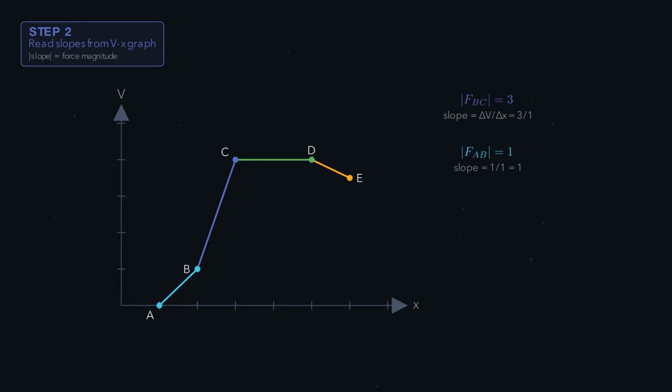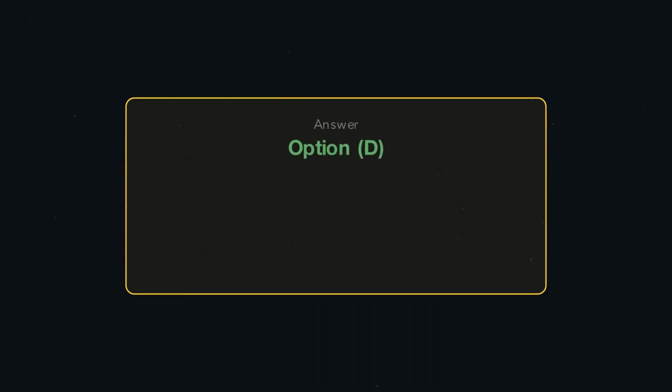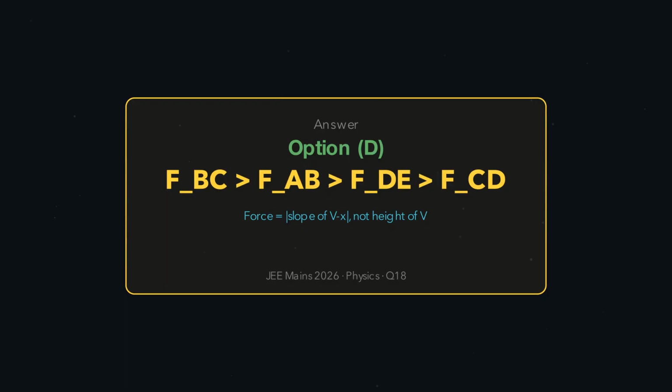Segment AB rises from 0 to 1 over 1 unit. Slope is 1. Segment DE has a gentle drop, slope about 0.5 in magnitude. And segment CD is perfectly flat, slope 0, force 0. Comparing magnitudes, BC has slope 3, AB has slope 1, DE has 0.5, and CD has 0. Ranking from high to low: FBC, then FAB, then FDE, then FCD. That's option 4. The key insight: force equals the steepness of the Vx graph, not how high V is. Region CD has V at its maximum, and yet the force there is completely 0.